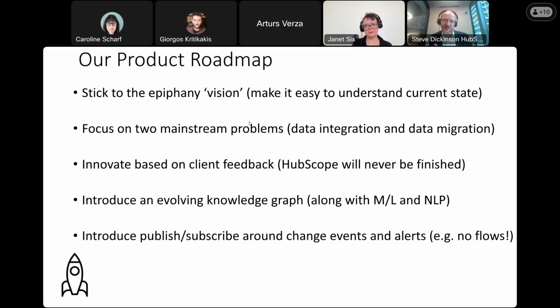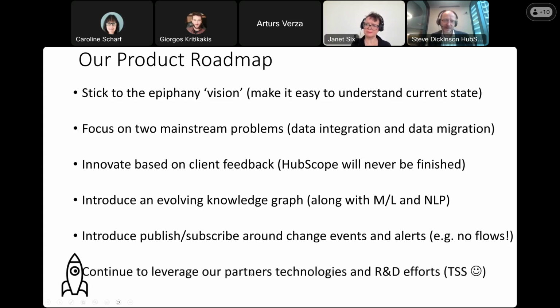I'm basically storing all of the metadata around data at rest and data in motion, so that we can analyze a timeline view of that and monitor for changes. I think that's going to really enhance the engagement of users, and continue to leverage partner technology and our R&D efforts. So Tom Sawyer Software.